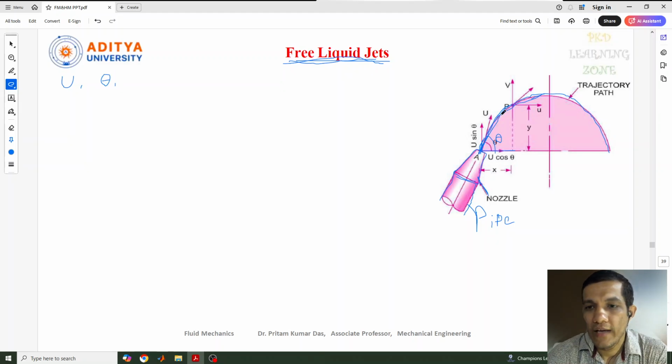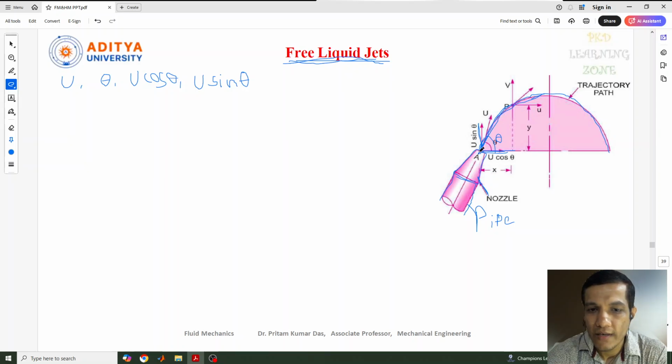Now when it is moving at an angle, we can say this liquid will have two components: one is the horizontal component, another one is the vertical component. If you resolve the velocity in two different directions, the horizontal component can be written as u cos theta, in the x direction, and the next one we can write as u sin theta, which is in the y direction. These are the two different components.